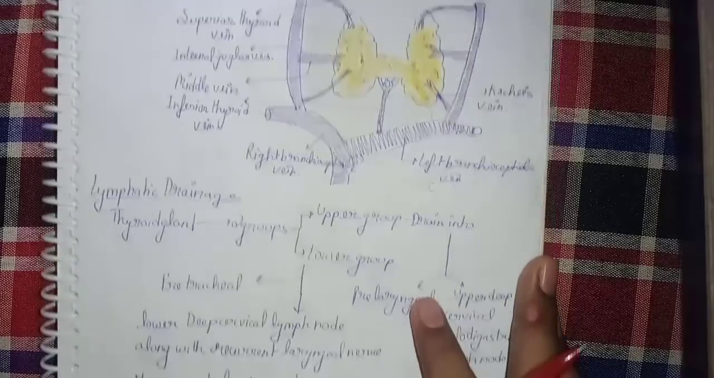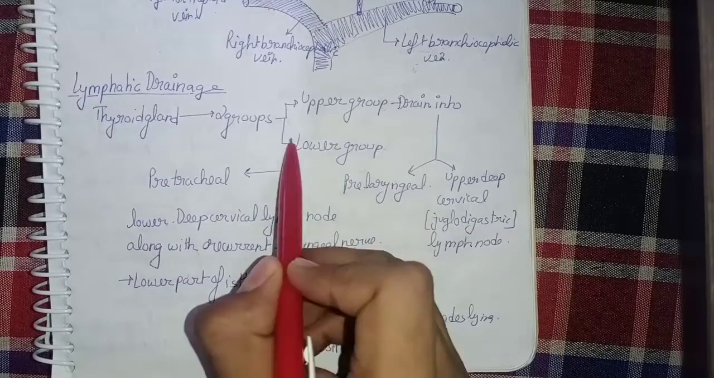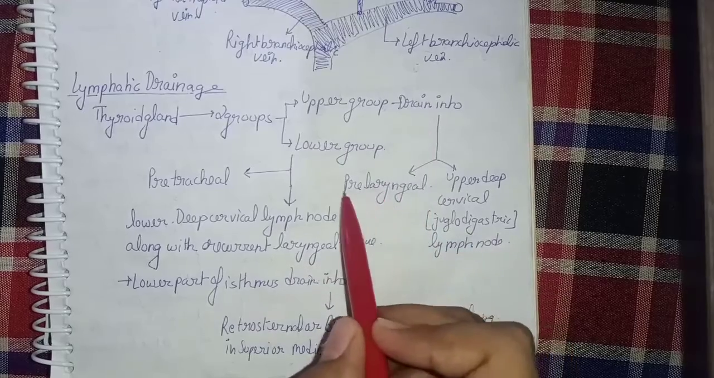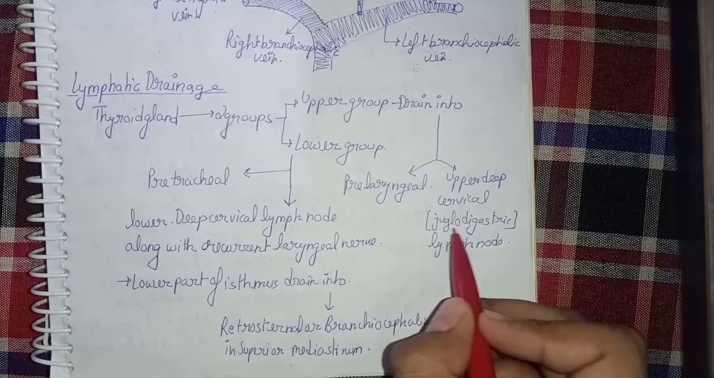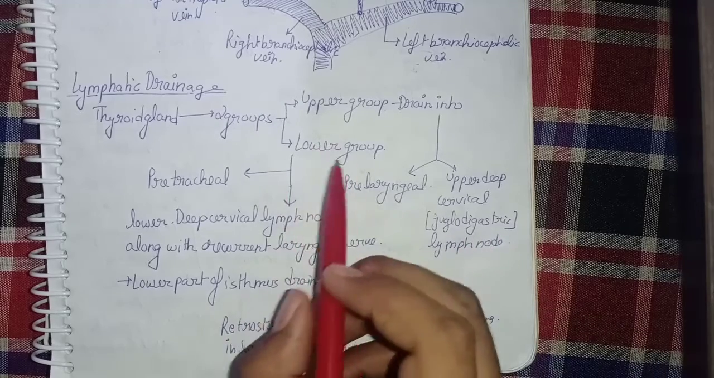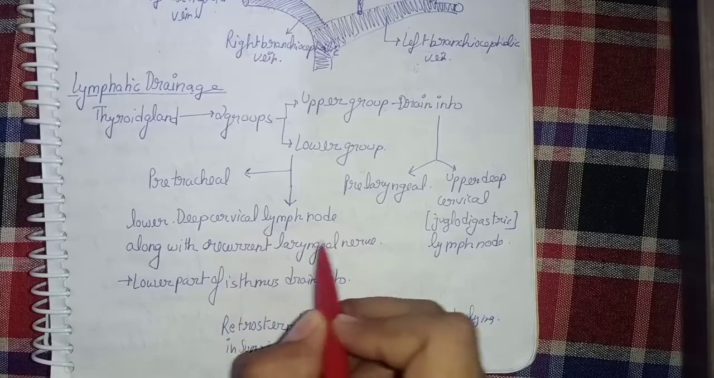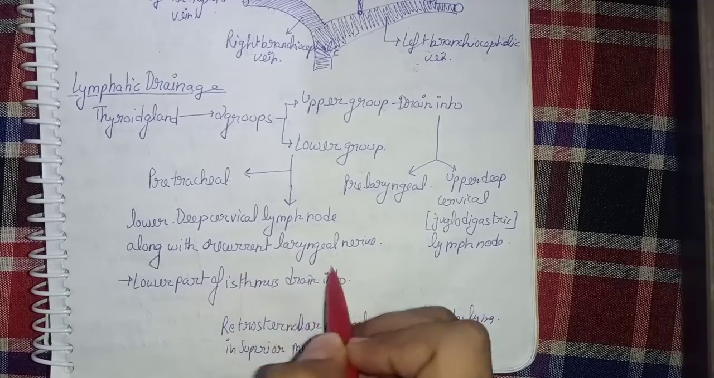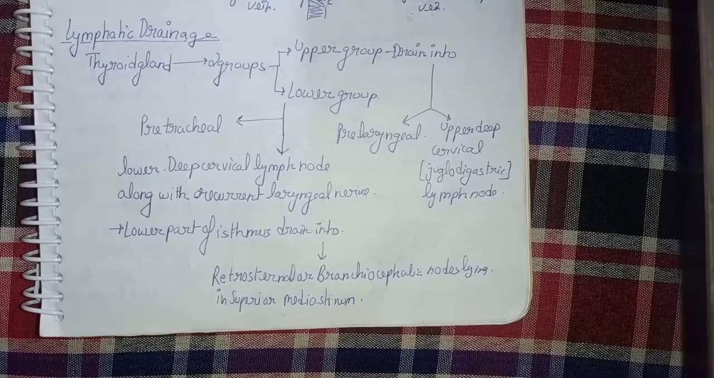Now coming to lymphatic drainage of the thyroid gland. The thyroid gland consists of two groups, an upper group and a lower group. The upper group drains into the prelaryngeal and upper deep cervical or jugulodigastric lymph nodes, and the lower group drains into the pretracheal and lower deep cervical lymph nodes along with the recurrent laryngeal nerve. The lower part of the isthmus also drains into the retrosternal or brachiocephalic nodes lying in the superior mediastinum.